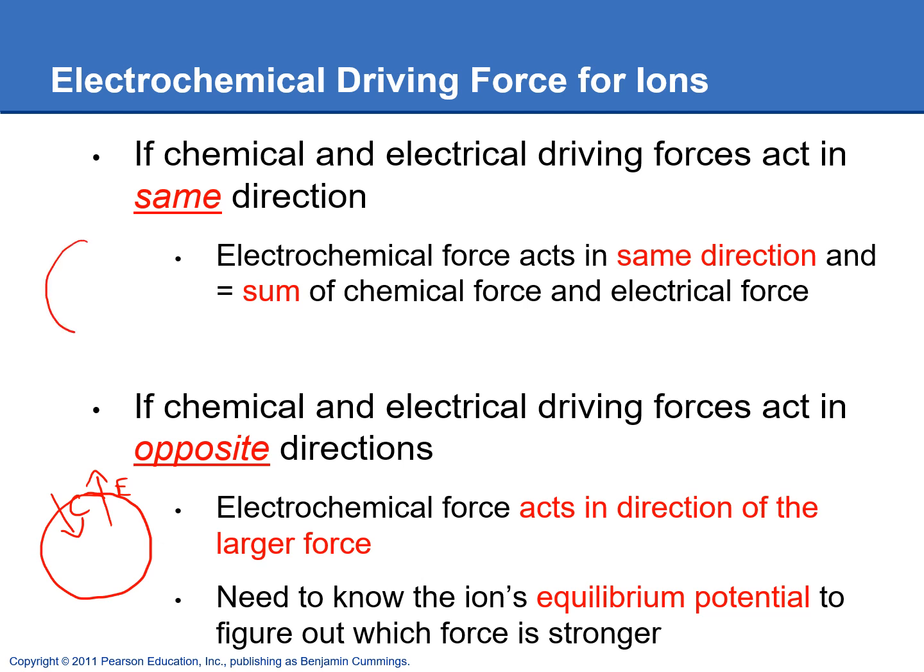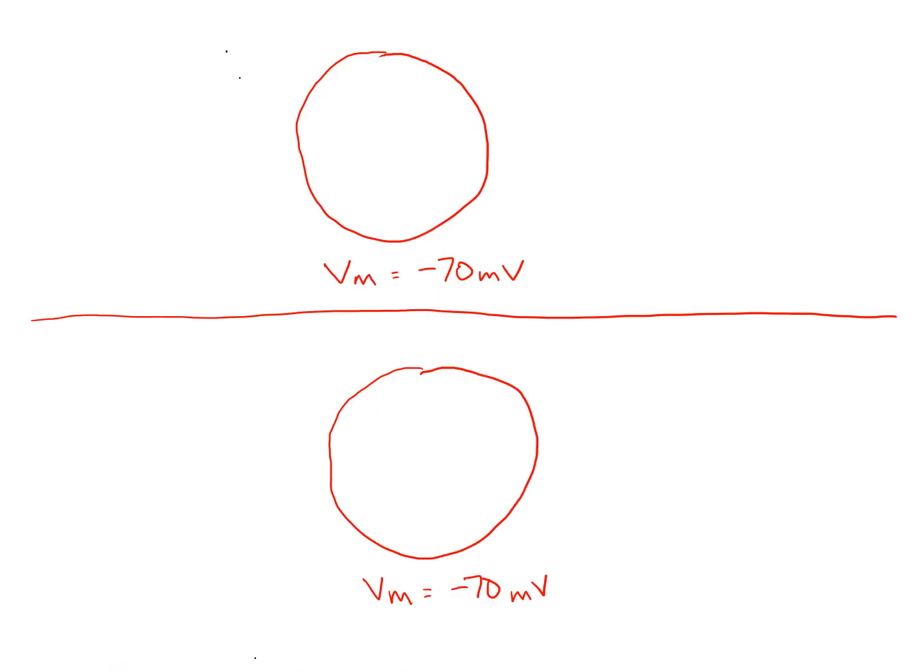So if chemical and electrical driving forces, for example, are going the same direction, you just add them together and you know your electrochemical driving force is going that same way. But if they're going opposite directions, you need a little bit more information to figure that out. Okay. All right, so I'll just do two examples here.